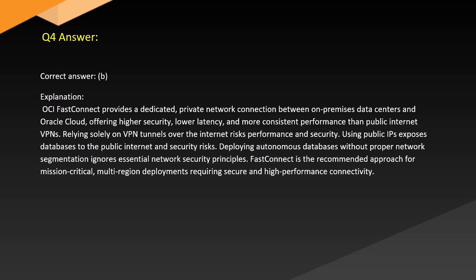Answer. Correct answer: B. Explanation. OCI FastConnect provides a dedicated private network connection between on-premises data centers and Oracle Cloud, offering higher security, lower latency, and more consistent performance than public internet VPNs.